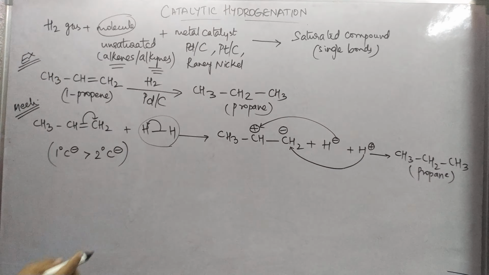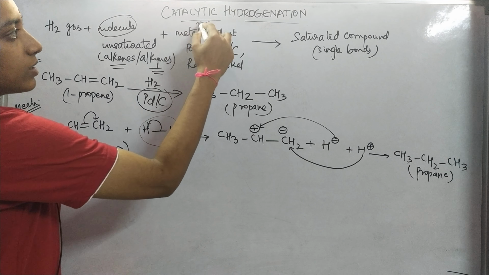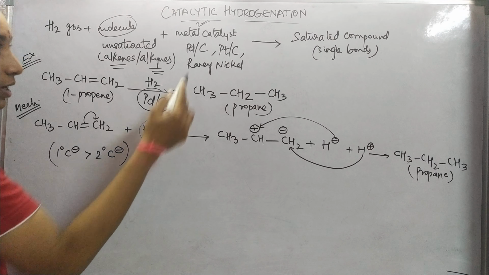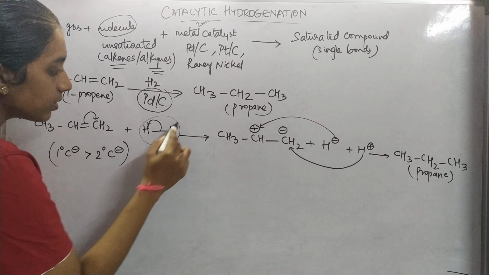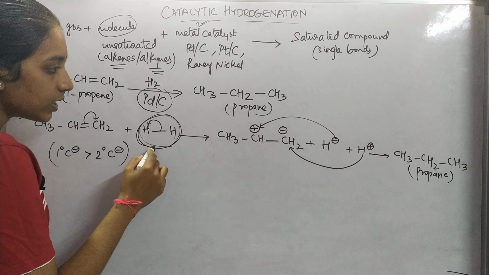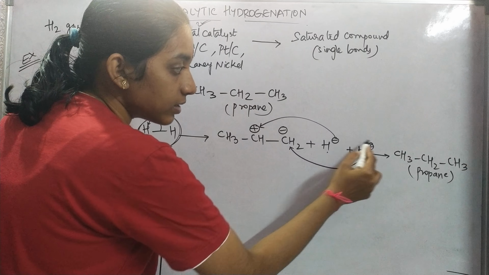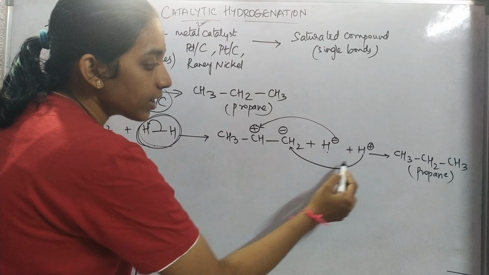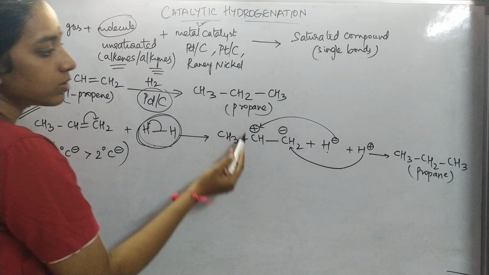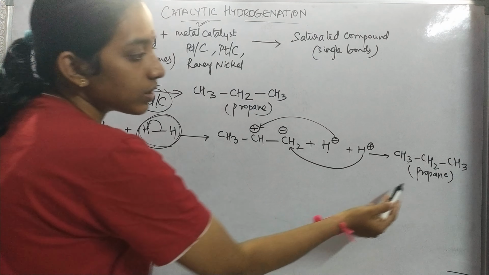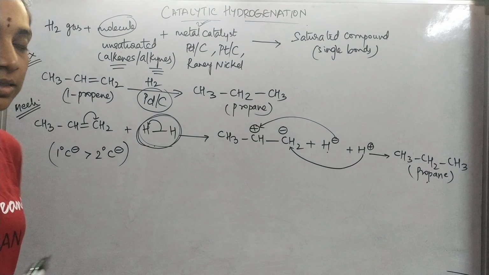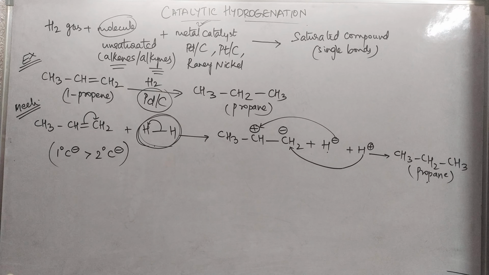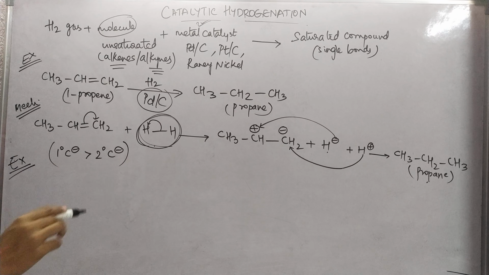So what are the metal catalysts we will be using in this catalytic hydrogenation? They will be facilitating the reaction by providing a surface where this hydrogen H2 will be dissociated as H plus and H minus, and this H plus and H minus will attack the unsaturated compound, which is 1-propene, and will give us our final product, a saturated compound, that is propane. So that is the use of the metal catalyst in this catalytic hydrogenation. We will see another example where we will take both a double bond as well as an aldehydic group.